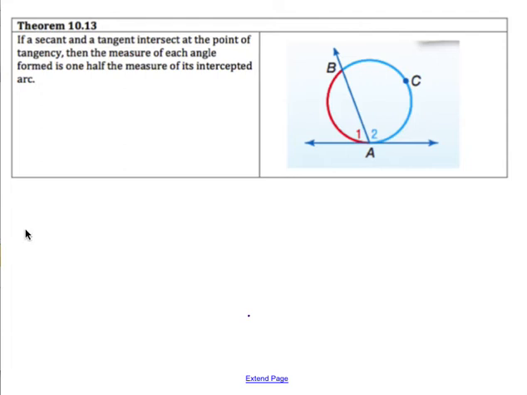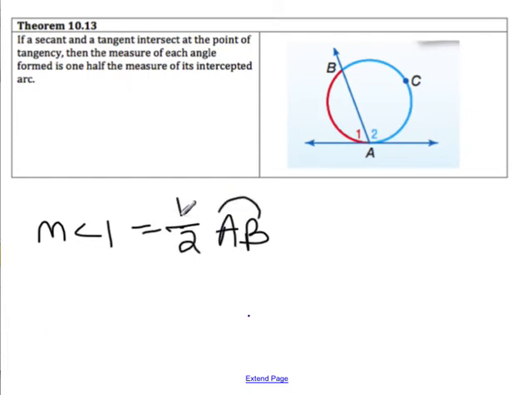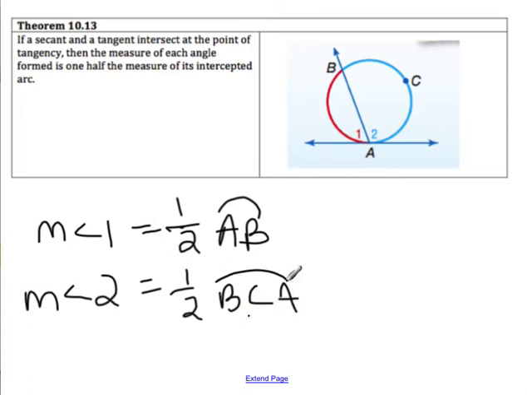That means that the measure of angle, if I could select a pen, that would be most helpful. So the measure of angle 1 then is going to be 1/2 the arc AB. Likewise, the measure of angle 2 is going to be 1/2 the arc BA or BCA, because we want to tell it that we're going all the way around that way. So let's go ahead and take a look at some examples of these.